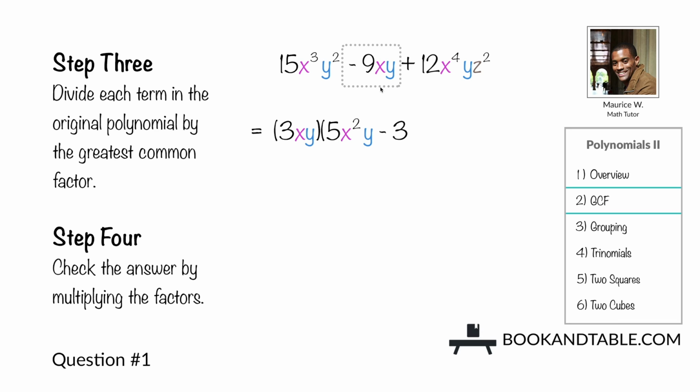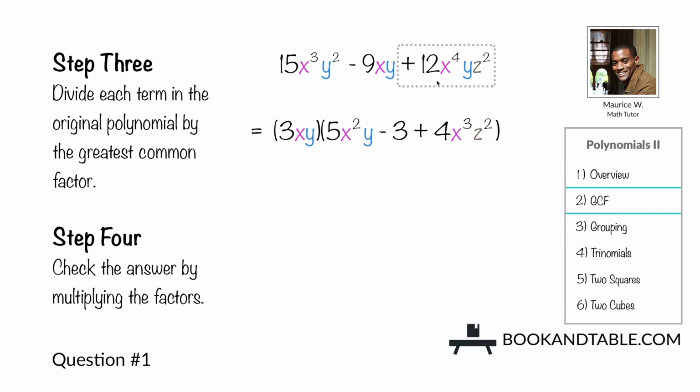And now we can move on to our second term, negative 9xy. When we divide that by the greatest common factor, we get negative 9 divided by 3, which is negative 3. X divided by x is 1, so we can remove the x's. Y divided by y is 1, so we can remove the y's, leaving us with just negative 3.